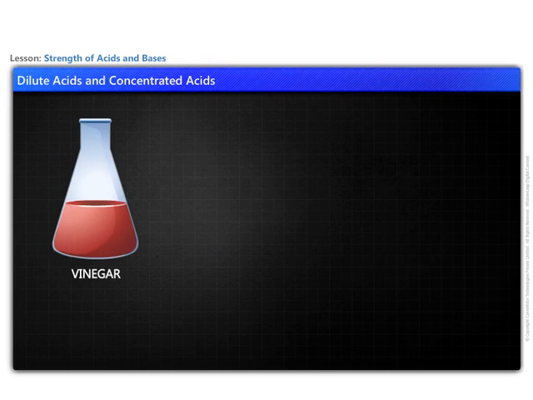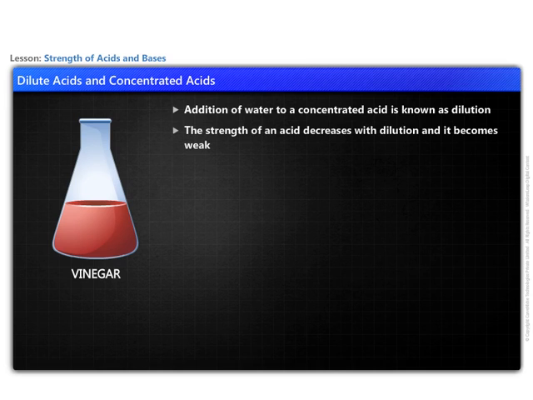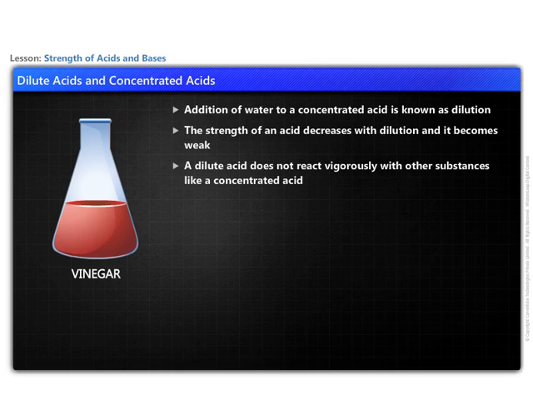That was about strong and weak acids. What about dilute acids and concentrated acids? Addition of water to a concentrated acid is known as dilution. The strength of an acid decreases with dilution and it becomes weak. A dilute acid does not react vigorously with other substances like a concentrated acid.